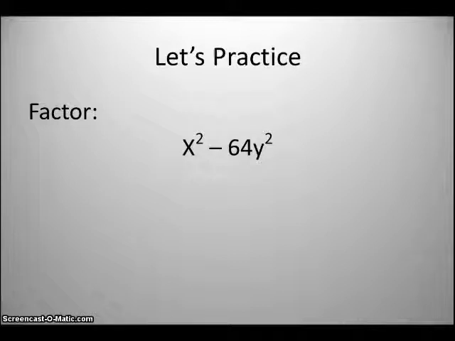Now what about this one? I have x squared minus 64y squared. Well, what do I do with the x squared? Well, I already know that I'm going to have x times x. 64. Can I take the square root of 64? Yes, it's 8. So I'm going to have x plus 8 times x minus 8. Oh, I can't forget about this y squared. Well, I'm going to do just like I did with the x, because y times y is going to give me y squared, or the square root of y squared will just be y.